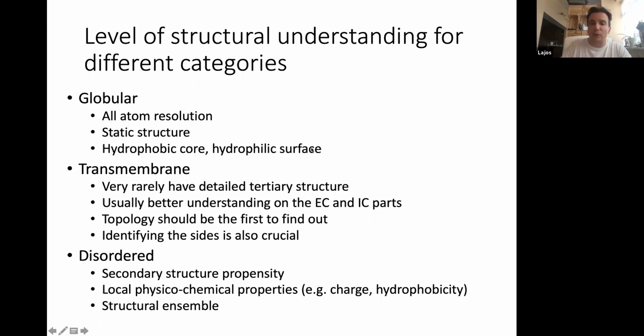You can always check these kinds of parameters with very simple programs. I won't list all these programs now because we would be here until like 8 p.m. But if you have a specific interest in how to screen globular domains very quickly for hydrophilicity or hydrophobicity, then I can give you a few tips.